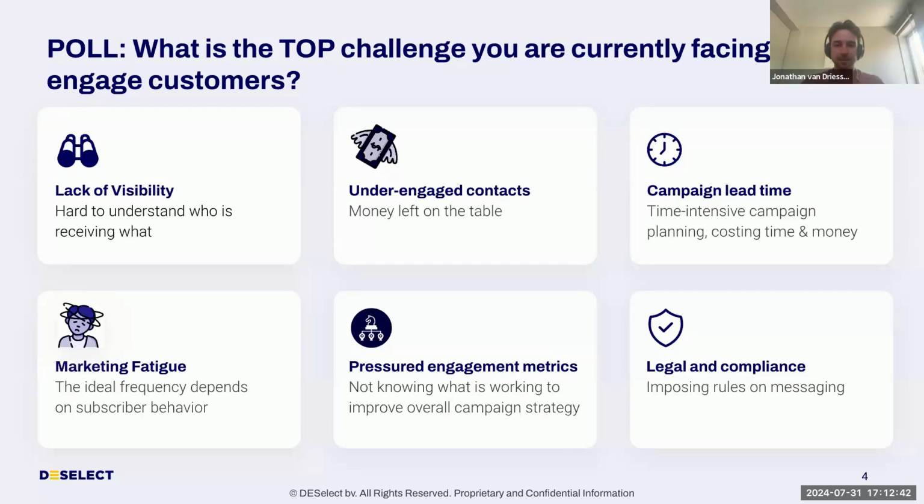Yes. Okay, so we have 18% said lack of visibility, 18% said leaving money on the table, marketing fatigue at 36%, and then not knowing what's working to be able to improve overall campaign strategy. Okay, so marketing fatigue, campaign strategy improvements, not knowing what's working, followed by leaving money on the table and lack of visibility. So this is great. Thank you guys for answering the poll. That gives us a good sense for where your pain lies.